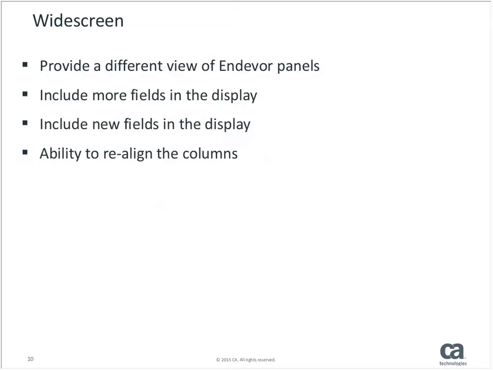So now we're going to get into widescreen. And basically what widescreen does is it offers a new view of the Endeavor elements in wider panels. There are some things you have to do with your terminal emulator as well as ISPF, and we'll go through those changes. It does provide more fields on the display because we're using an API, or Owen uses an API program to grab the input and then puts it in a table. And then you can realign the columns so you can show your display as how you see fit through a command structure.